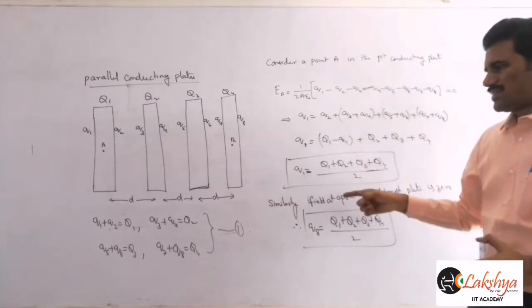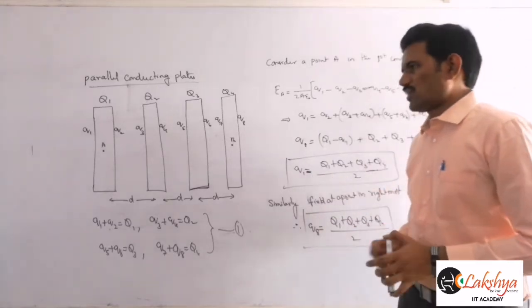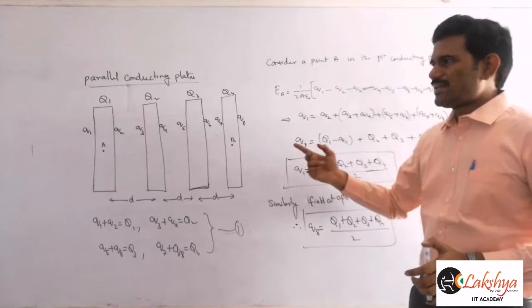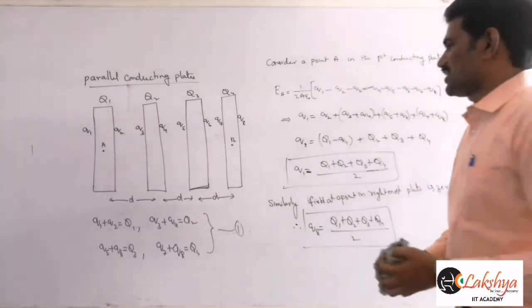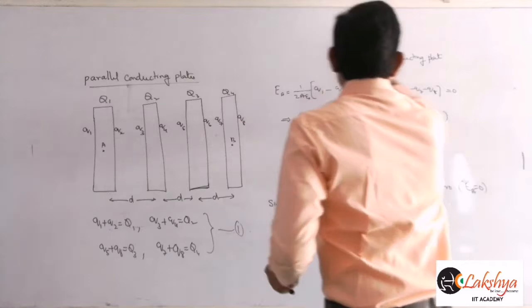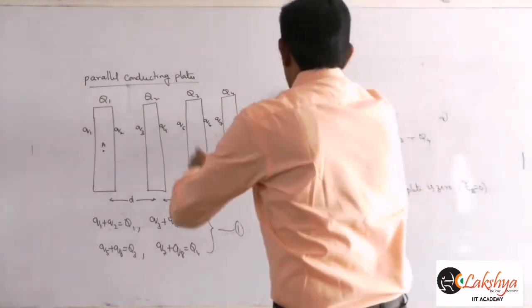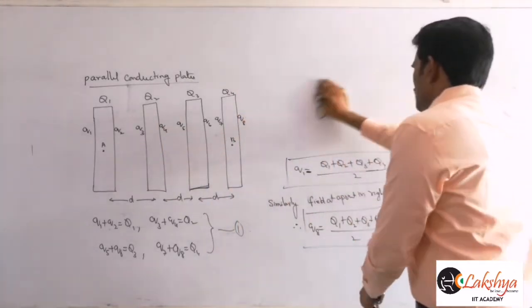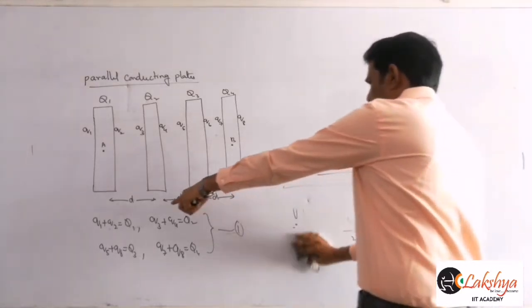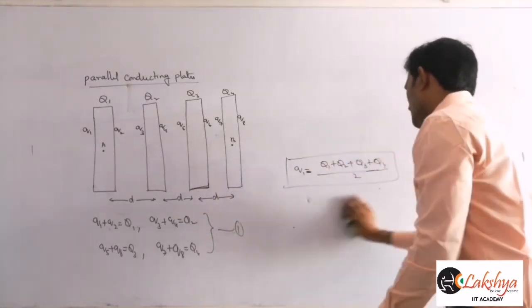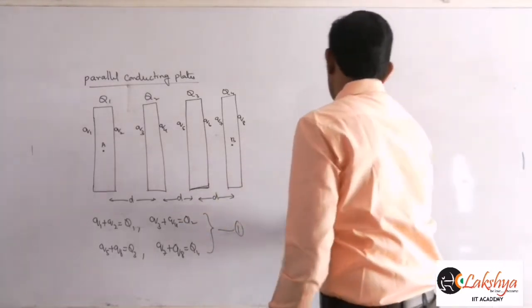So when you know the Q1 and Q8 values, we can write the remaining charges easily, right? So I am rubbing this calculation here. Then you can now write the expression for Q2 and Q7. Because we know the charge on one side and we know this conservation relation, we can write the remaining other side charges easily.